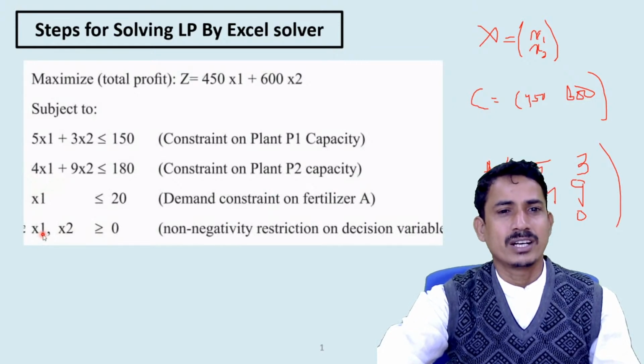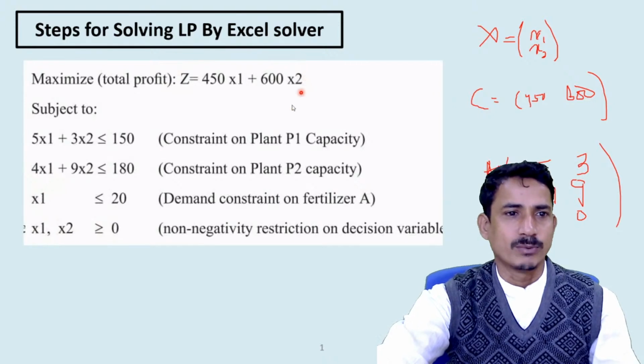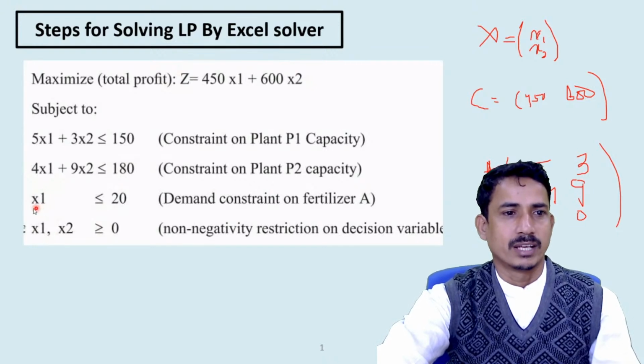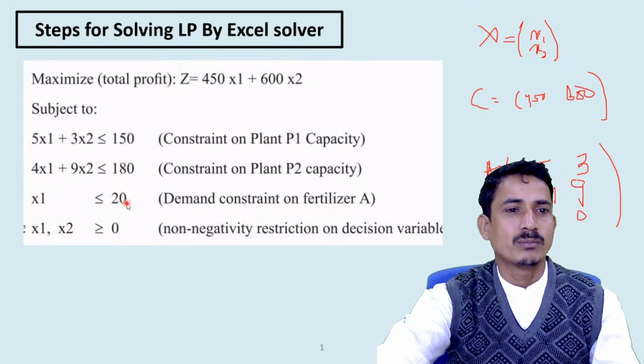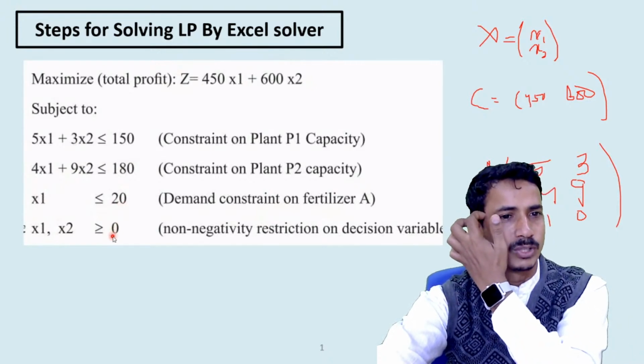So you have to keep that constraint in mind while achieving the objective function, the total profit, as a maximum. You have to keep in mind the number of units of x1, the first product, because x1 is linked with the first product and x2 is linked with the second product. The third constraint says demand constraint, which is on fertilizer A. Whatever you take, no problem, but it should not be more than 20. Either it should be equal to 20 or less than 20, but more than 0.